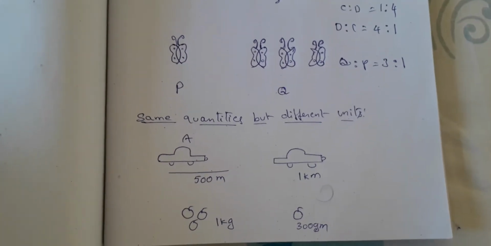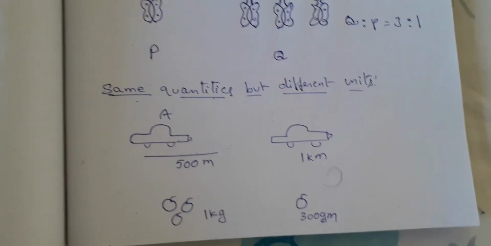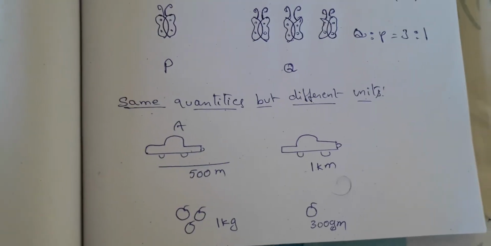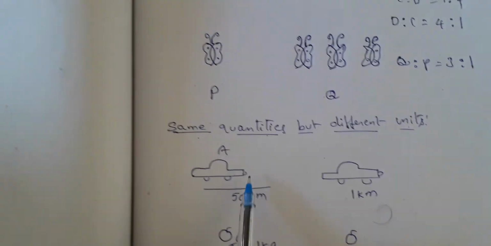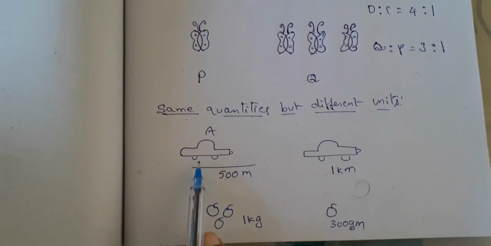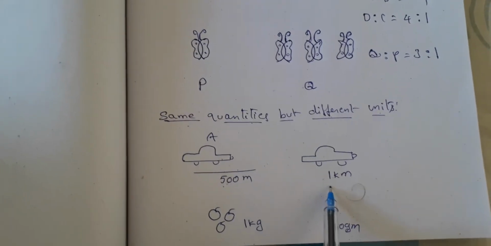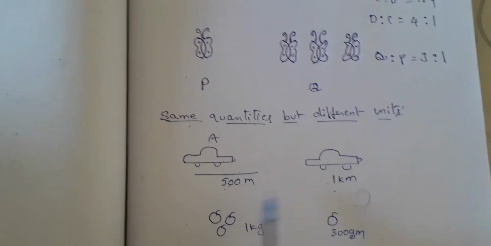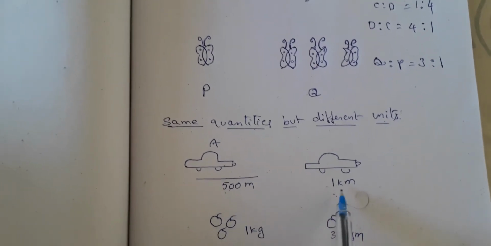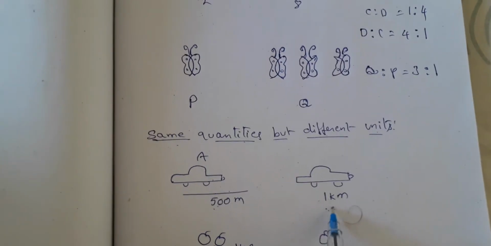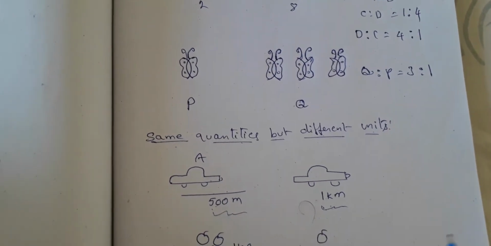Right. So now the next one is same quantities but different units. Suppose the quantity is the same, that is distance we are taking. In a particular case, as given in this example, this car has traveled a distance of 500 meters. This car has traveled a distance of 1 kilometer. So in both the cases we are taking distance only. But it is 500 meters, and it is 1 kilometer. How do you find out the ratio?